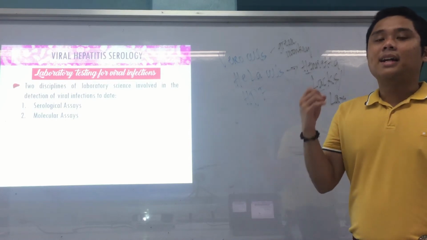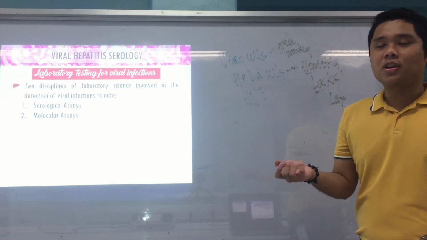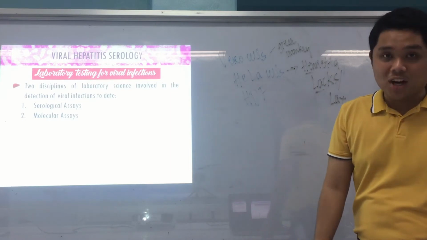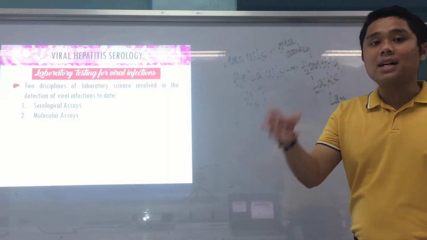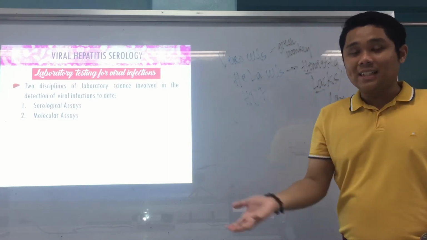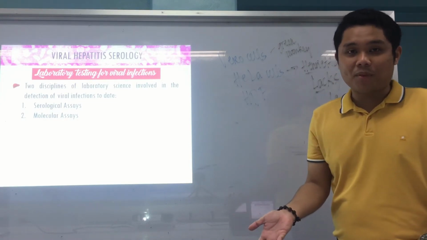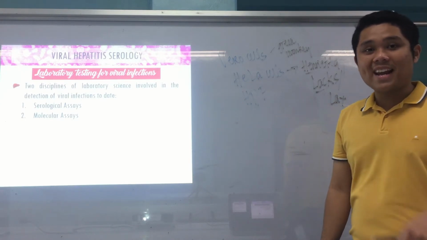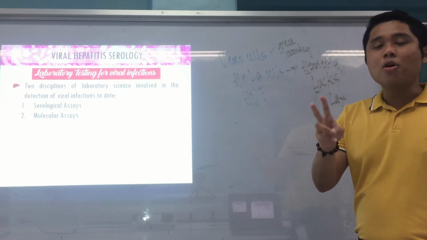Unlike bacteria, where culture is our gold standard for diagnosis of bacterial infections, for viruses we rely on two other methods: serological and molecular assays. For serological assays, we determine the host's immune response to the viruses, or even the different antigens that the virus has shed or produced in the body. For molecular assays, we detect either the genetic material, RNA or DNA, of the viruses in your system. So we rely on these two routine methods.